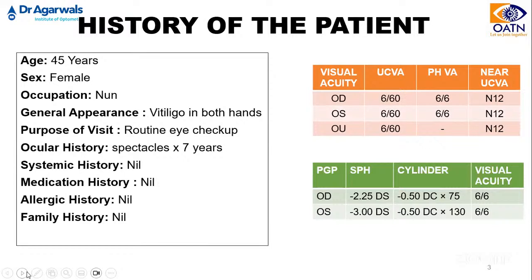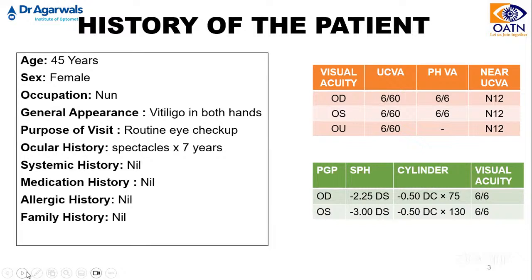This case represents a 45-year-old female. The purpose of visit is routine eye checkup. The general observation I observed was vitiligo in both hands. The patient has been using spectacles for the past 7 years with PG prescription in the right eye of minus 2.25 diopter sphere with minus 0.5 cylinder at 75 axis. Patient read 6 by 6 in Snellen chart. In the left eye, minus 3 diopter sphere, minus 0.5 cylinder at 130 axis, patient read 6 by 6.